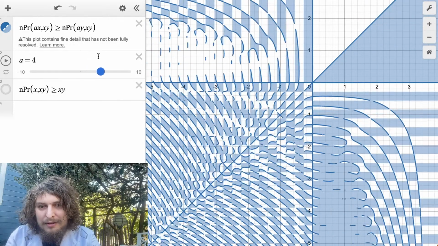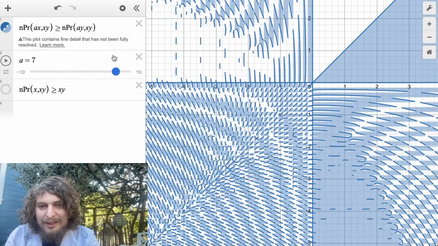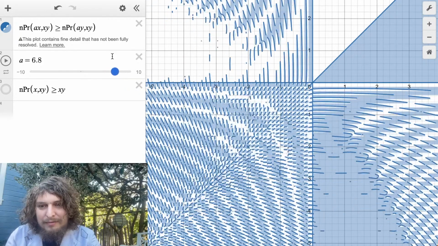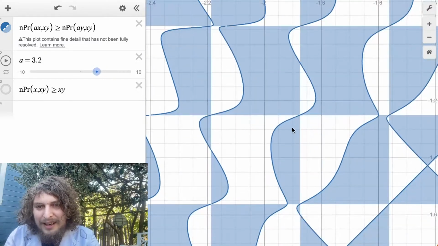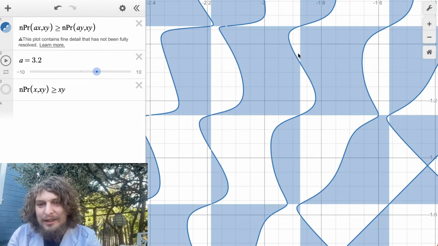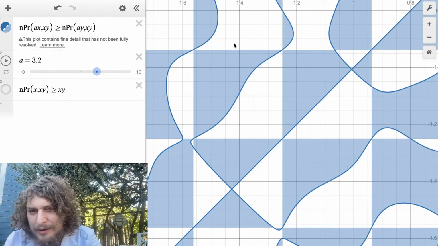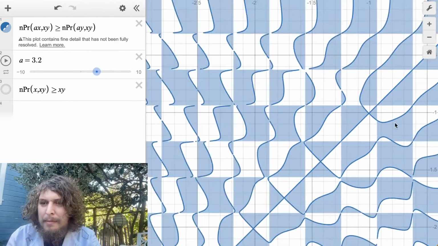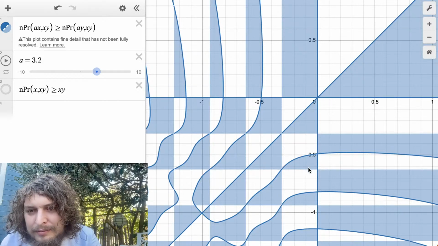Whoa. Now that's pretty wild. And all of these little things are like unique little shapes inside each box. As far as I can see, they're all different than each other. Maybe some are symmetrical. So there might be flipped versions of each other.